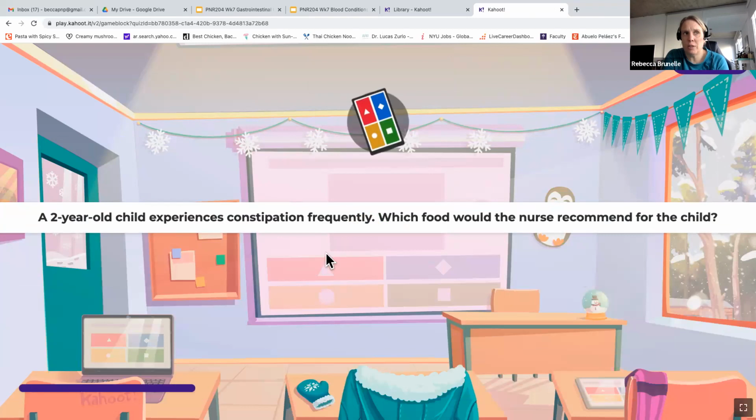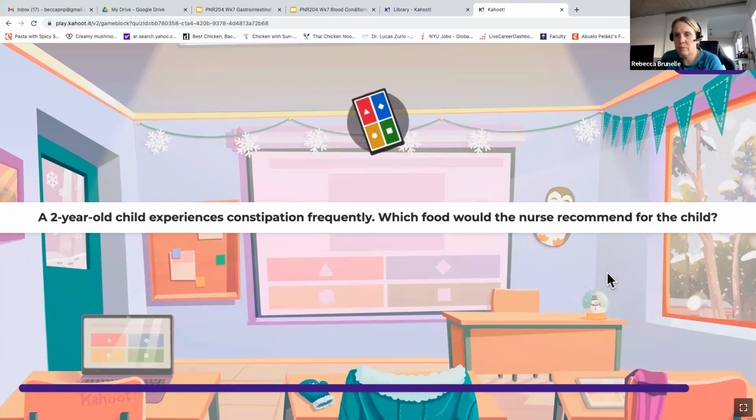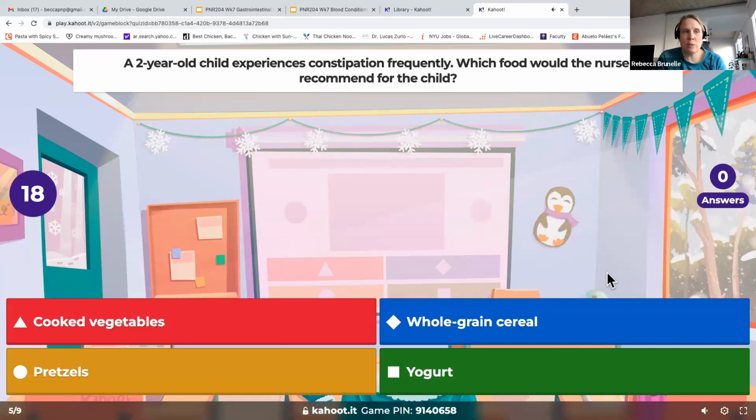So a 2-year-old child experiences constipation frequently. Which food would the nurse recommend? Cooked vegetables, pretzels, whole grain cereal, or yogurt?